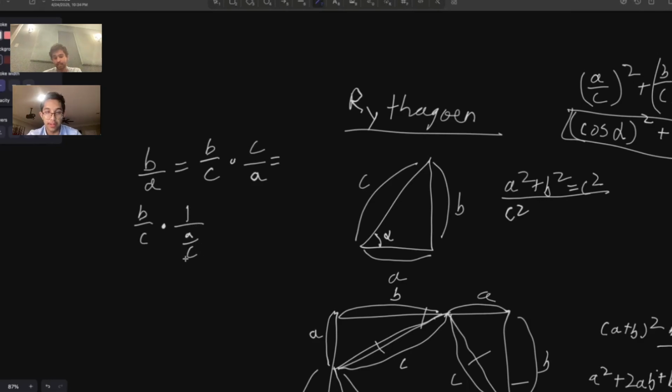Now, what is B over C? Okay. B over C is the sine. Yes, it is the sine of our angle alpha. And what is A over C? Cosine. Which is equal to the sine of alpha over the cosine of alpha. That makes sense. And what is B over A? B over A is the tangent. Does that make sense? Yeah.